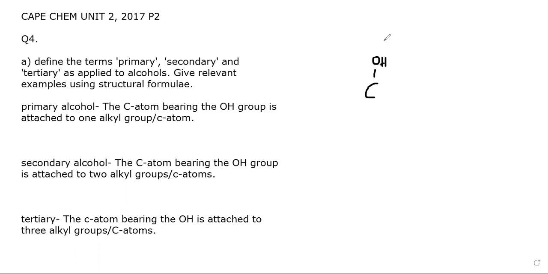So if the OH group, as it says here, is attached to one alkyl group, or if you want to say one carbon atom, then it's a primary alcohol. And we know that alkyl groups are CH groups. So CH3, this is methanol. You can see that the OH group is attached to one carbon atom. Next example is ethanol.